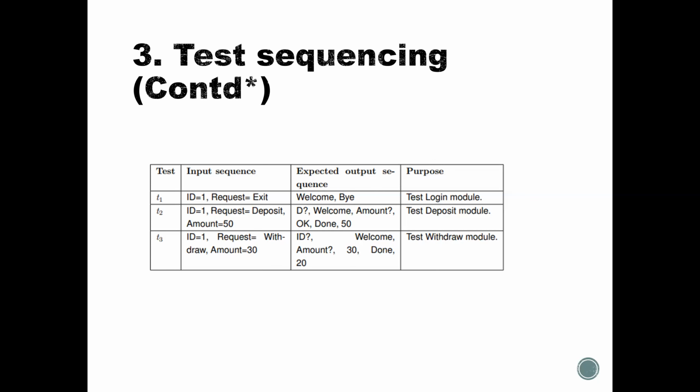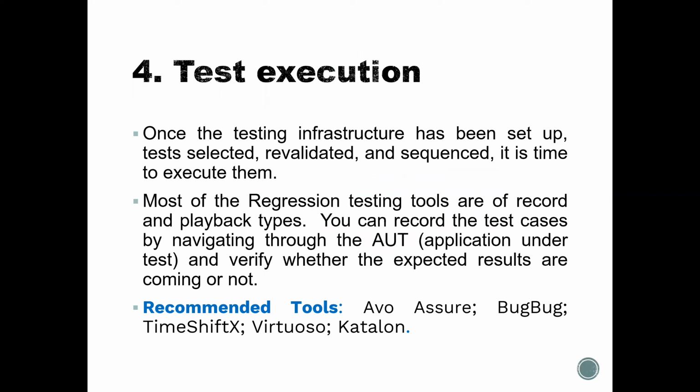So the next thing is test execution. Once the test sequencing has been done, you are going to execute the tests. This execution can be done by using some automated tools, and I have mentioned a few of them so you can have a look at how they work: Avosure, Buckbuck, Time Shift X, Virtuoso, and Katalon. These are a few test execution tools which are mostly used to perform regression testing.